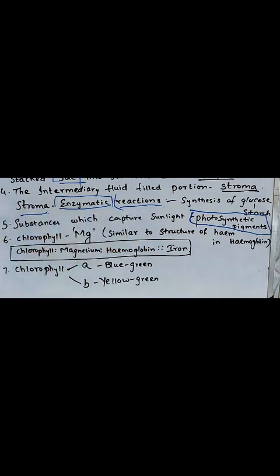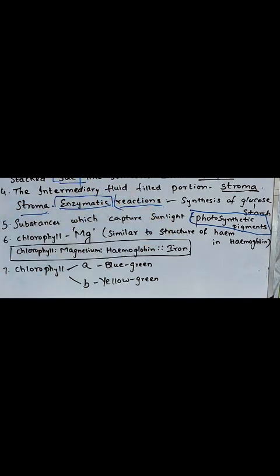Substances which capture sunlight are called photosynthetic pigments. You know very clearly that chloroplast contains a pigment known as chlorophyll, which aids in the process of photosynthesis. And this chlorophyll has a magnesium atom in the middle, which is similar to the structure of heme in hemoglobin. As you know, hemoglobin consists of iron, and here chlorophyll consists of magnesium, which is similar to the structure of heme in hemoglobin.